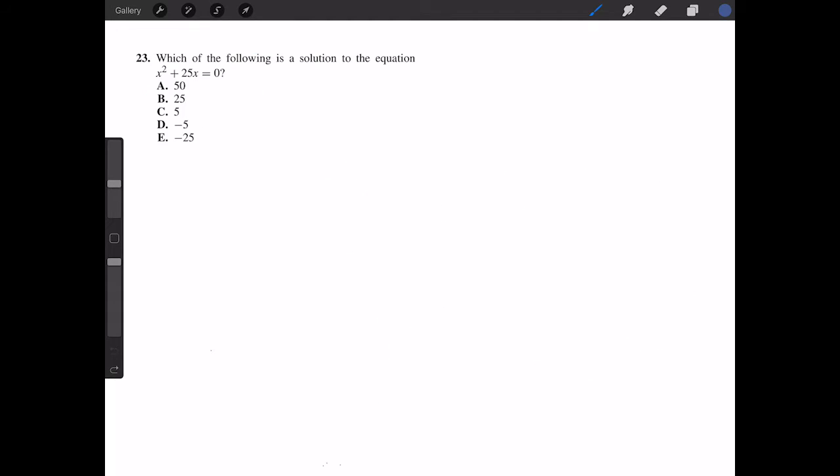For problem 23, which of the following is a solution to the equation x squared plus 25x equals 0? And they give us 5 choices there. We could solve it using 2 methods. The first method is taking this equation and solving for x. Now, because we have a quadratic here, the variable we're trying to solve for raised to the second power, we need to know the right method to use.